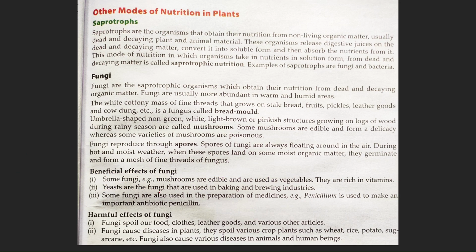Next, harmful effects of fungi. Fungi spoil our food, clothes, leather goods and various articles. See, if leather is exposed to rain or moist, humid conditions, you will have patches of white stuff which will ruin the cloth or the leather goods. Fungi cause diseases in plants. They spoil various crop plants such as wheat, rice, potato, sugar cane. Fungi also cause various diseases in animals and human beings.